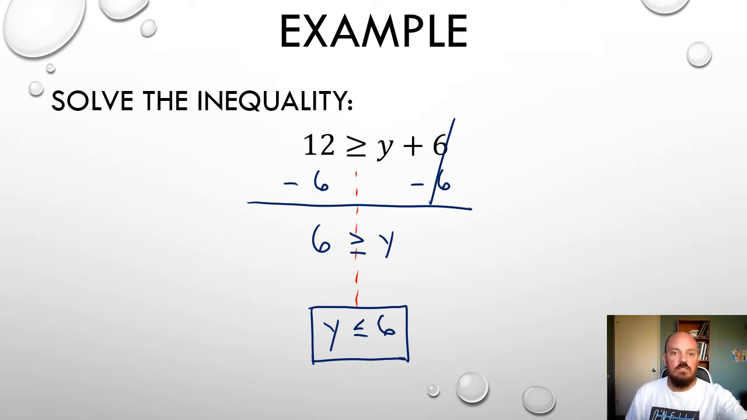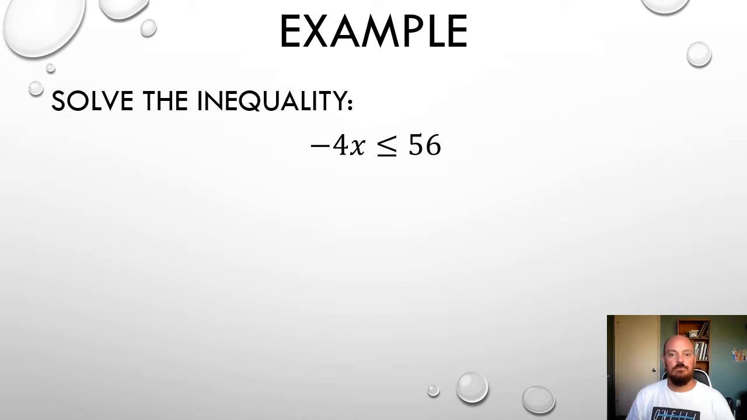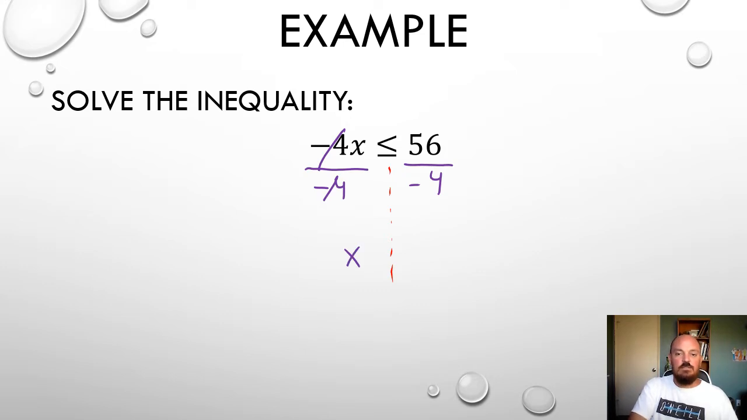All right, let's do one last example here. We have negative 4x is less than or equal to 56. One-step inequality, again, remember that was the title of the section. I have negative 4x. I want to solve for x. I need to cancel out the negative 4, so I would divide by negative 4. I'm going to divide both sides by negative 4. And I say the negative 4 canceled the negative 4 and leaves the x.